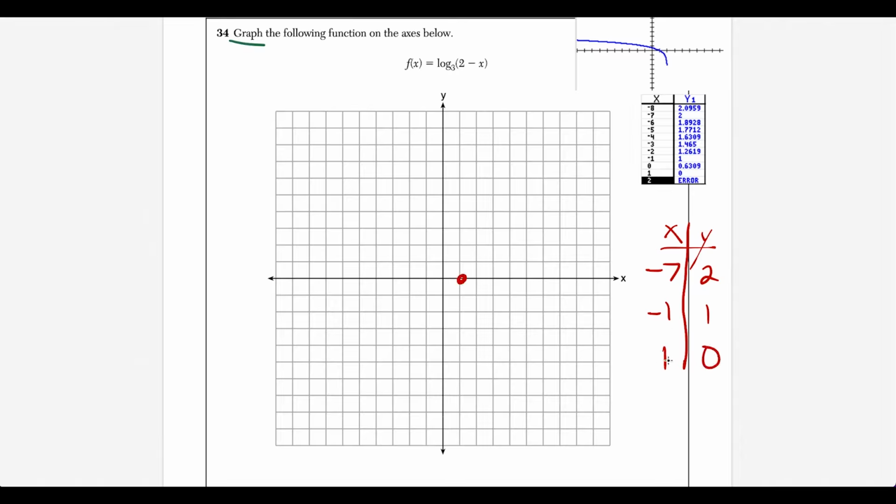So we have x equals 1, y equals 0, then we have negative 1, 1, which would put us here. And then we have negative 7, so we're going 1, 2, 3, 4, 5, 6, 7, and up 2. So I'm just going to go ahead and label this. So this is negative 7, this is negative 1. We have 0, 1 like this.